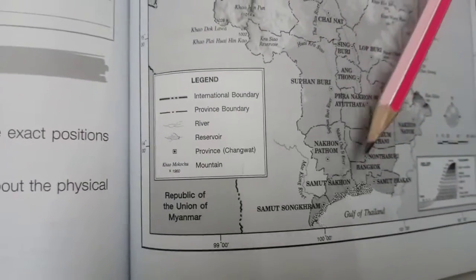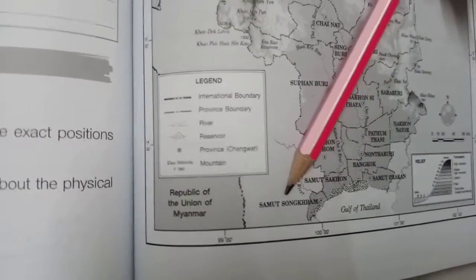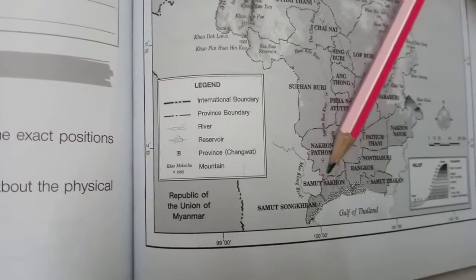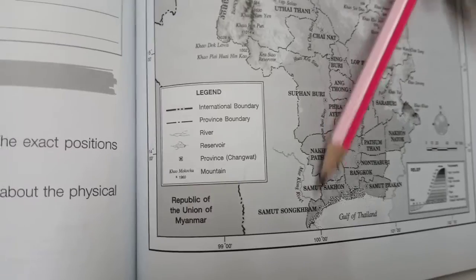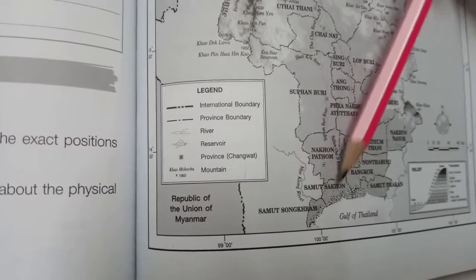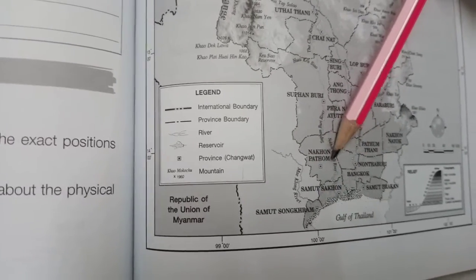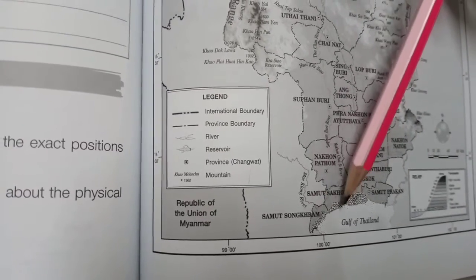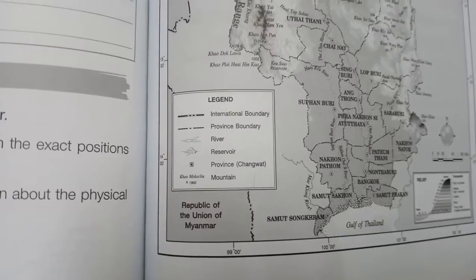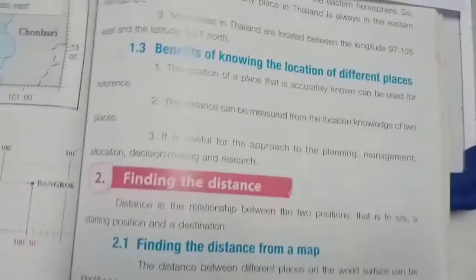For example, in this one, we have here Samut Sakon and then Samut Songkram. So we know two places. And for example, Nakhon Pathom. So if we are from Samut Songkram, we would like to go to Nakhon Pathom, we will pass what province? So it means to say we will pass Samut Sakon. That's what it means. Okay. So the knowledge of two places.